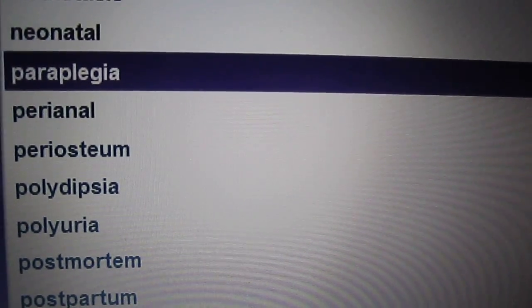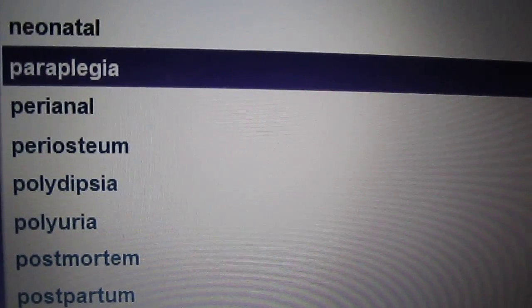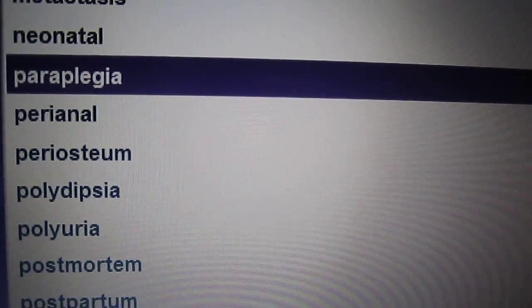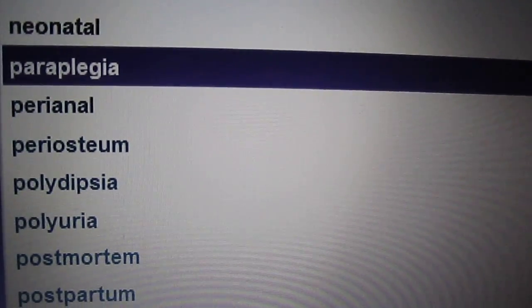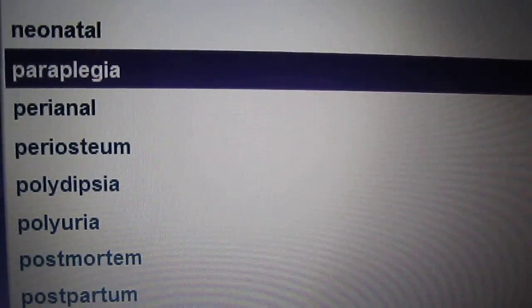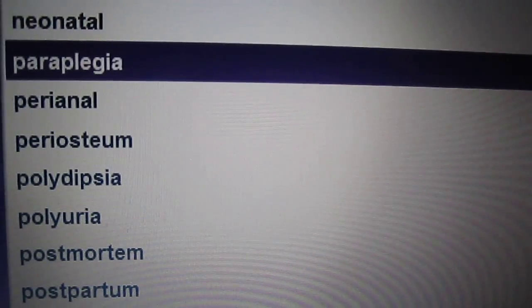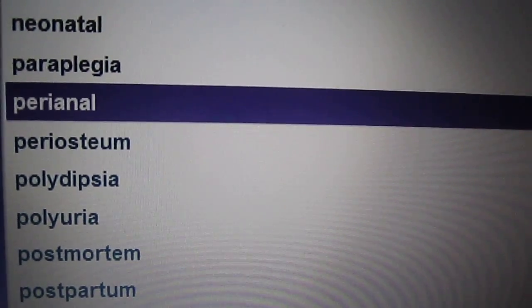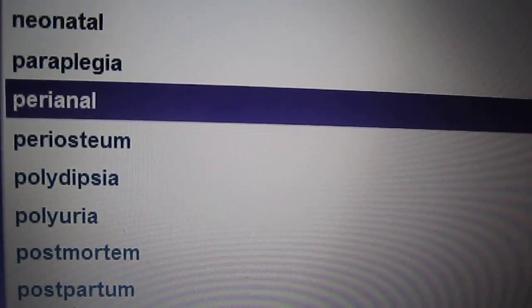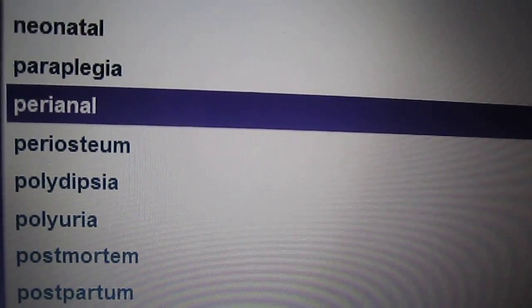Paraplegia. Plesia means paralysis. Paraplegia is paralysis of the lower part of the body, including both legs. Traumatic injury to the spinal cord can cause paraplegia. Perianal. Peri means surrounding. Perianal is pertaining to surrounding the anus.